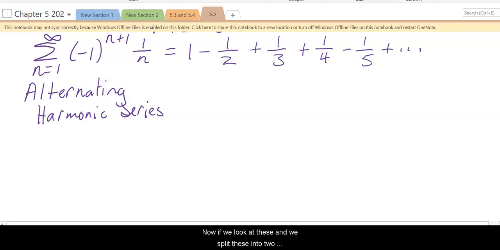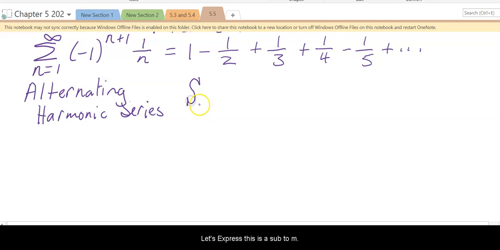Now, if we look at these and we split these into two different parts by splitting the evens from the odds, we can look at their partial sums when we look at them separately. Because these are all added together, it is perfectly fine to separate the evens from the odds and add them together separately. We'll get the same sum as if we had kept them in their normal alternating order. In this case, what I want to start with is the evens, since those are usually easier to write.